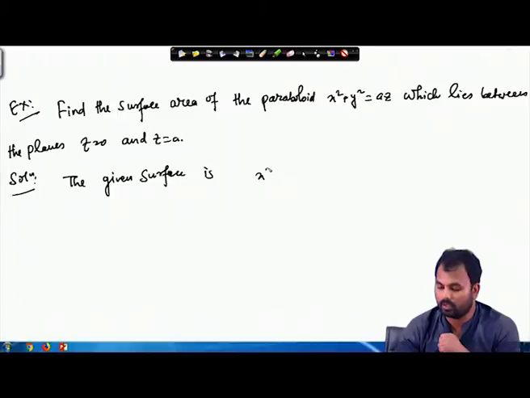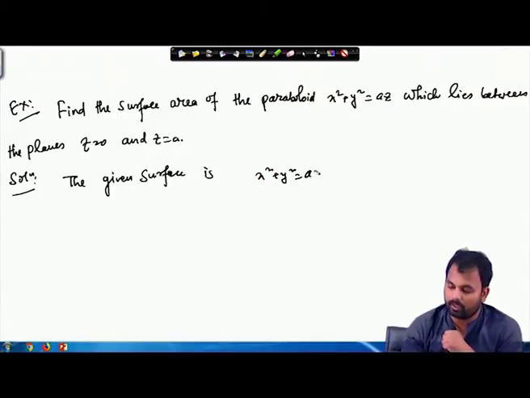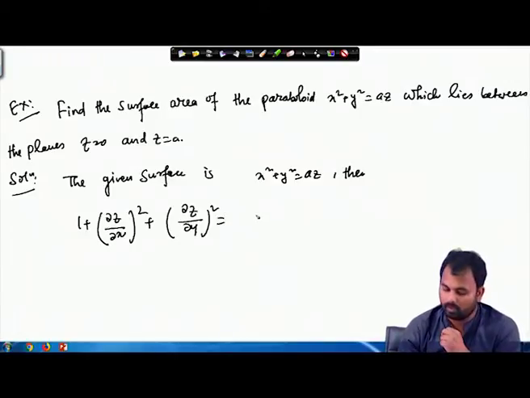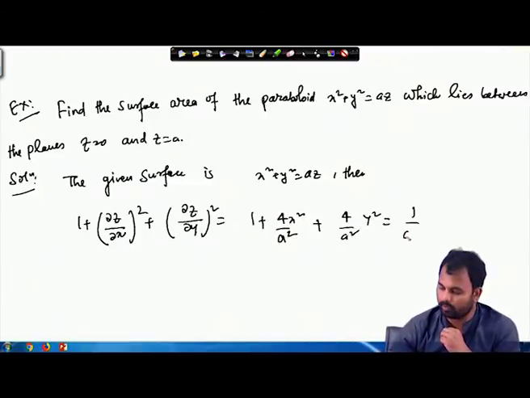So the given surface is x square plus y square equals a z, then our 1 plus del z del x square plus del z del y square is equals to 1 plus. So, if I do del z del x, then this will be 4 x square by a square, and this one will be 4 y square by a square. So, if I take 1 by a square common, then this will be a square plus 4 times x square plus y square. All right.